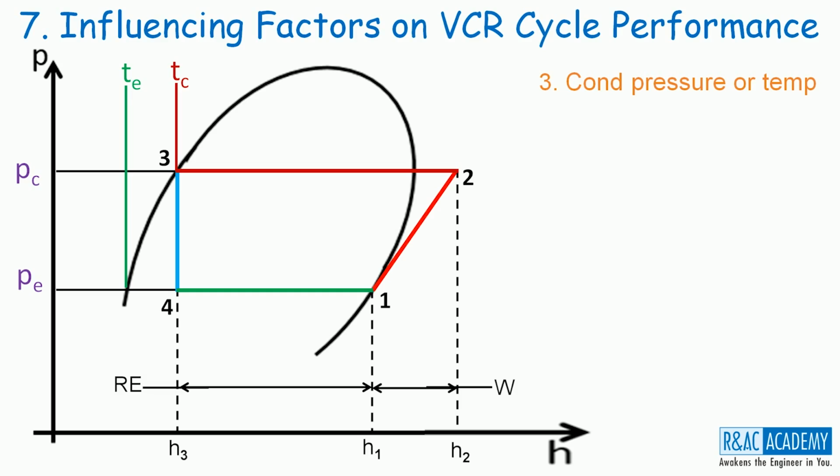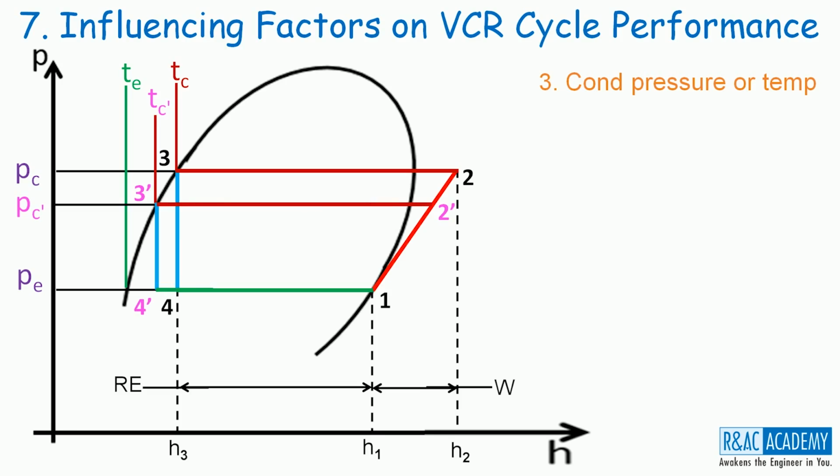Let us now decrease the condensing pressure from PC to PC dash. That would automatically reduce the condensing temperature from TC to TC dash. As the condensing pressure is reduced, the pressure ratio also will be reduced. Let us now plot the VCR cycle corresponding to these new operating conditions.